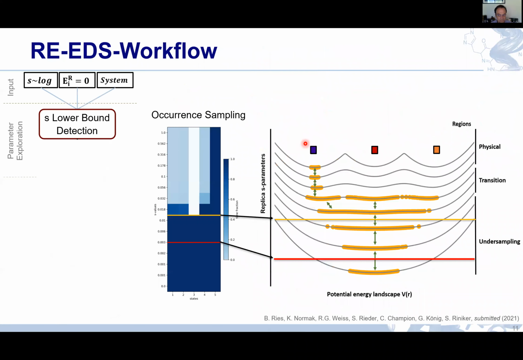So in our automated workflow, as a first step, we have input parameters where we use initial guesses, a log-distributed S range that is very large. And we set these energy offsets to 0 as an initial start. And of course, we have our system. In the first step now, we try to limit the S distribution to a reasonable range.